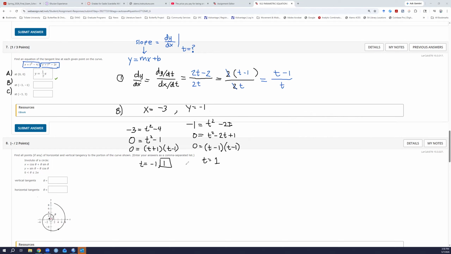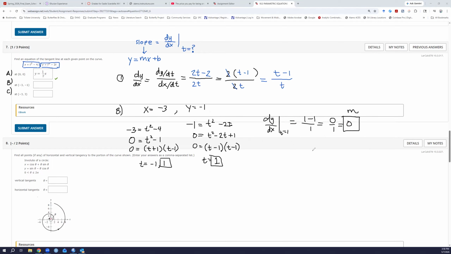So since we have a +1 for both of these equations, we can go ahead and evaluate our function. So dy/dx evaluated at t equals 1 is going to be equal to 1 minus 1 over 1, which is just going to be equal to 0 over 1, which you can just call 0. Okay. So that means that our slope m is equal to 0.